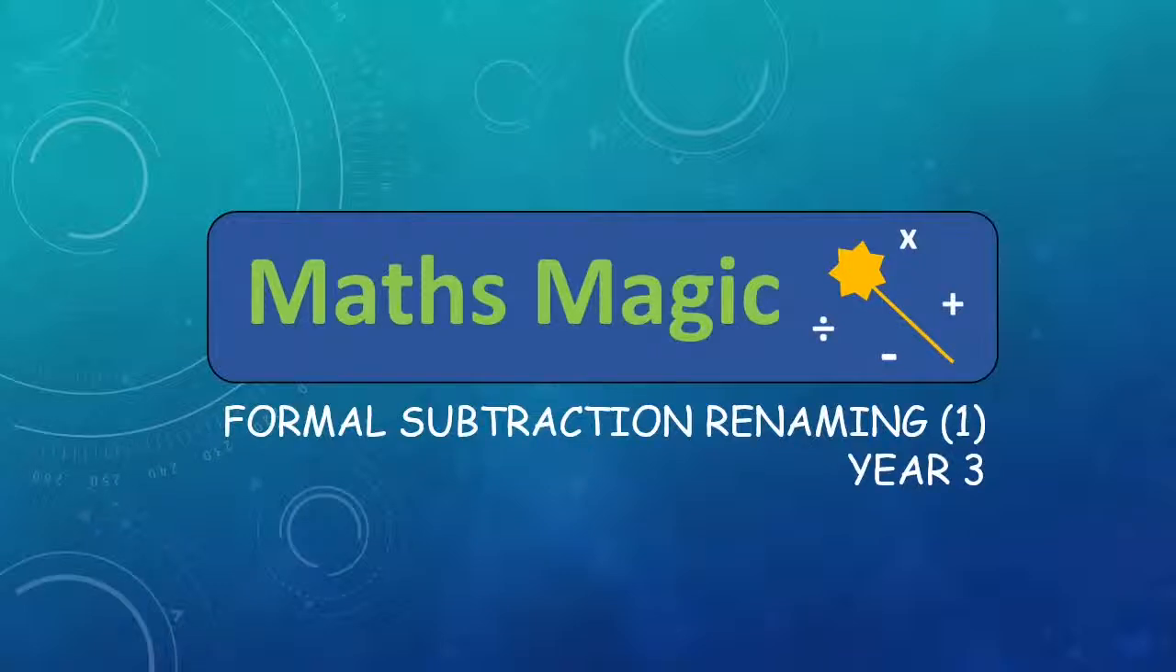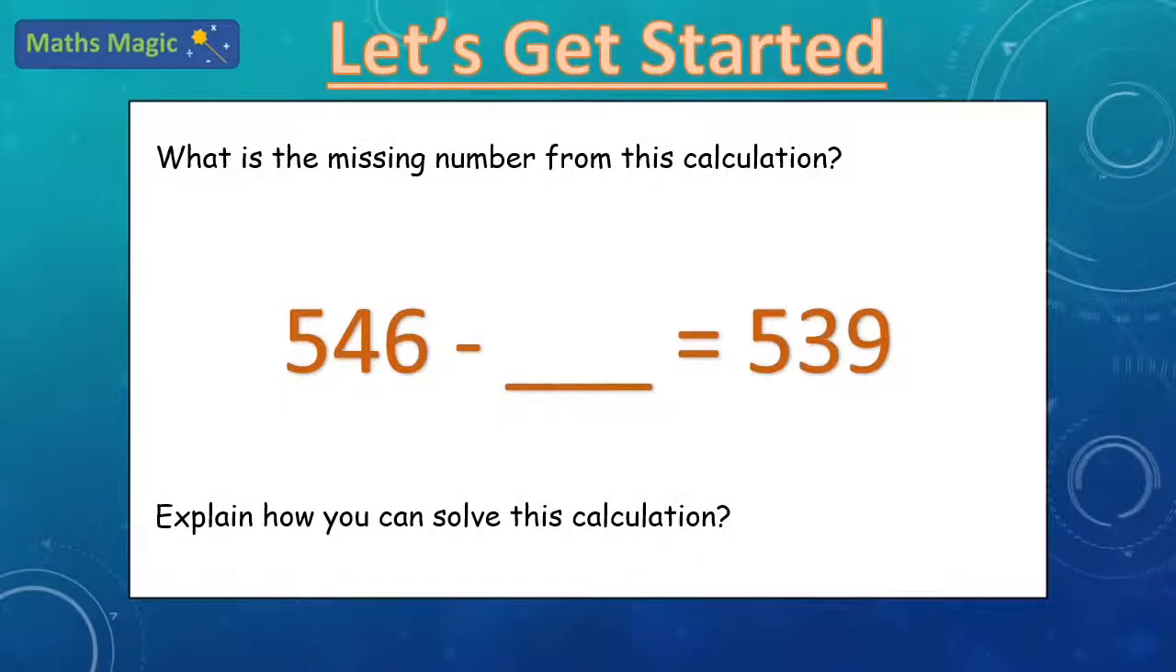Today we're going to be learning about formal subtraction, renaming lesson 1. Let's get started. Have a look at this question. What is the missing number from this calculation? 546 subtract blank equals 539. Explain how you can solve this calculation. To have a go yourself, pause this video now.